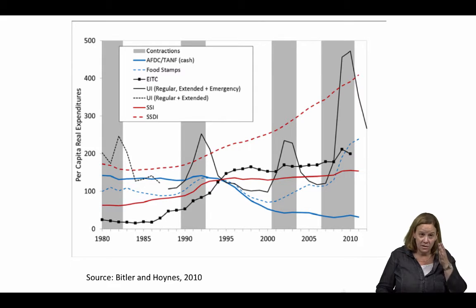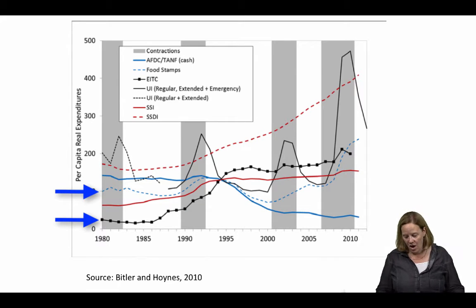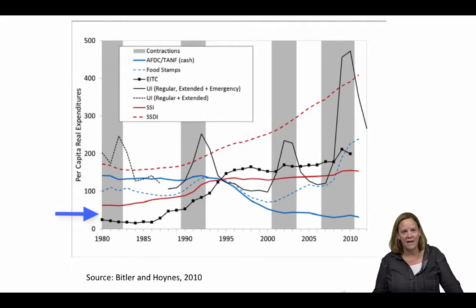In contrast, over the same time period, income going to poor working families through the Earned Income Tax Credit, or EITC, or through food stamps, and represented by the black circles and the dashed blue line on the graph, increased substantially. These benefits are not included in our poverty measure as income because they operate through the tax system or are restricted to certain types of consumption.